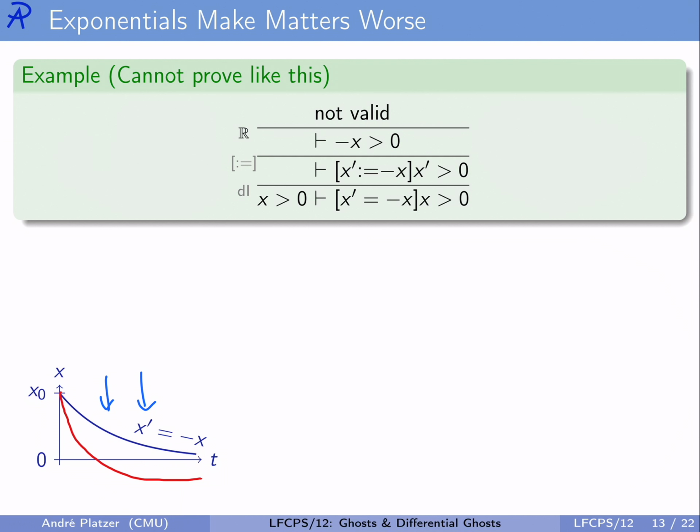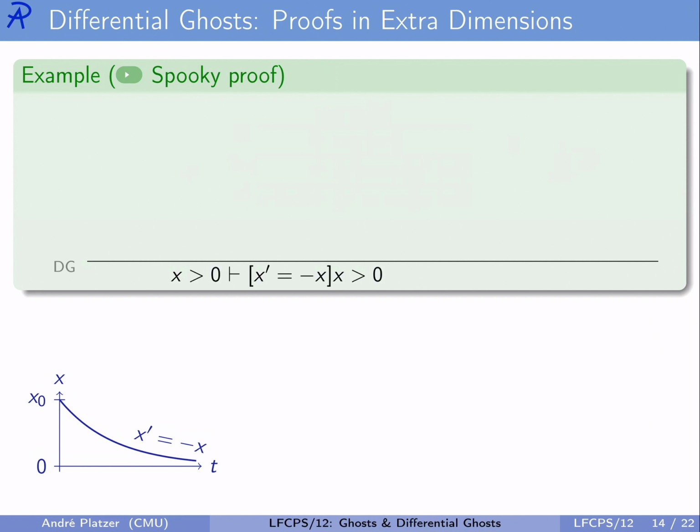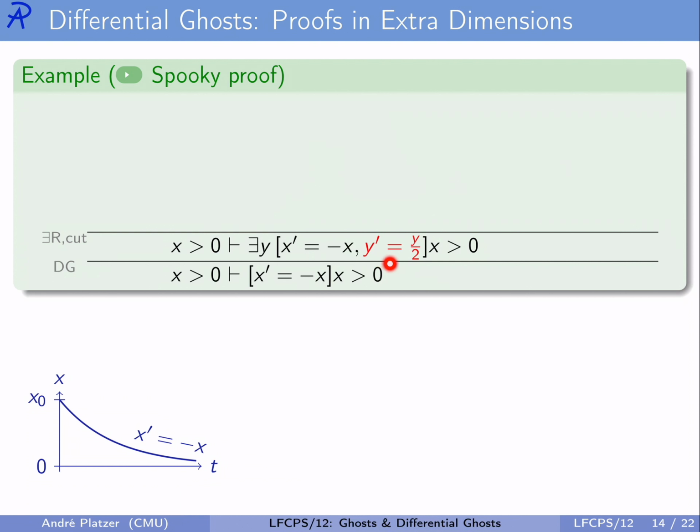Let's prove it in a different way. Differential invariants apparently aren't exactly helping, and now you could possibly try differential cuts, but after some effort, you'll see that it also doesn't work. And in fact, you can prove that this question can't be proved using just differential invariants and differential cuts. But here, matters get worse over time. And if we prove it in a different way, matters get better over time. Let's do a differential ghost, introduce a new differential equation, y prime equals y over 2, not just a time variable, a much more interesting differential equation, for some initial value of y.